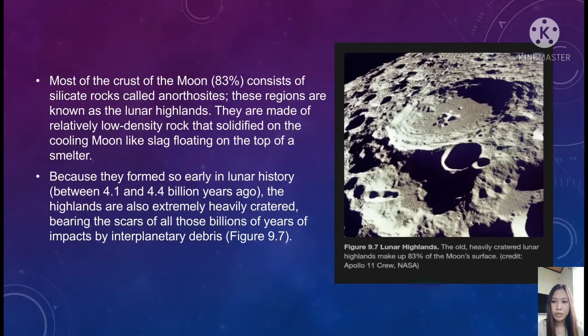Most of the crust of the moon, about 83%, consists of silicate rocks called anorthosites. These regions are known as the Lunar Highlands. They are made of relatively low-density rock that solidified on the cooling moon like slag floating on top of a smelter. Because they formed so early in lunar history, between 4.1 and 4.4 billion years ago, the highlands are also extremely heavily cratered, bearing the scars of billions of years of impacts by interplanetary debris.